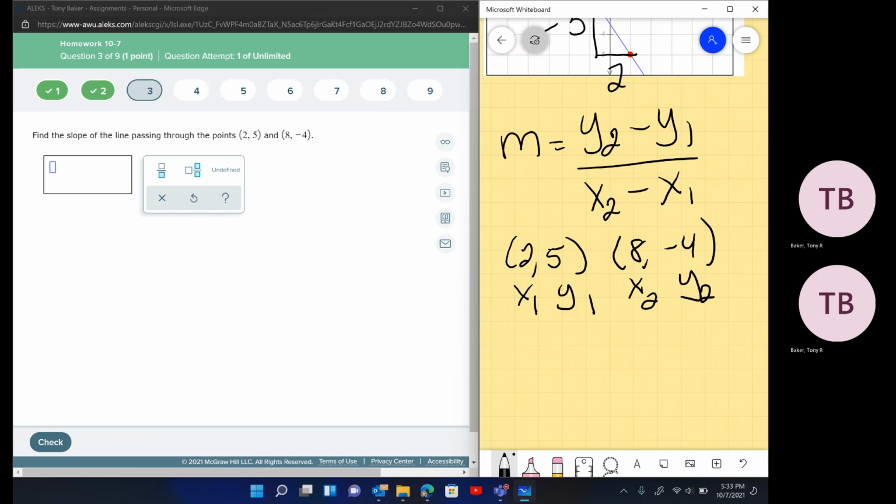I now have my points labeled, and now I can plug them in. A lot of times people will just go 2 minus 5, 8 minus -4, or they'll put the x's on top and the y's on the bottom. There are a lot of little mistakes that you can make. By writing the formula down on top of your paper and then labeling your points, you won't make a lot of those little mistakes. So in this case, I've got -4 minus 5 over 8 minus 2. So I've got -9 over 6.